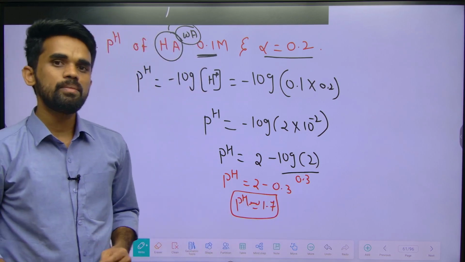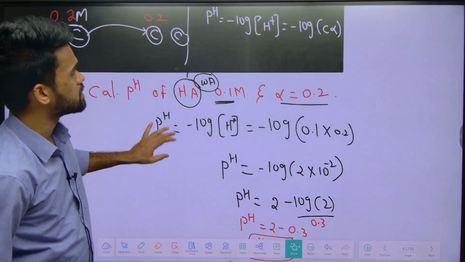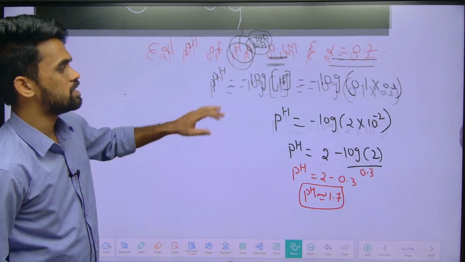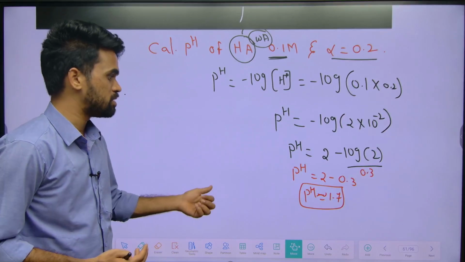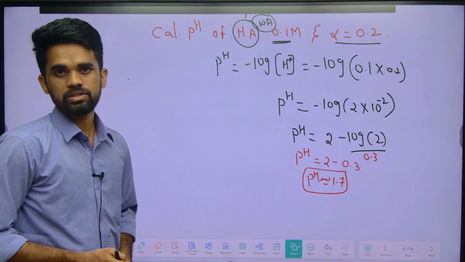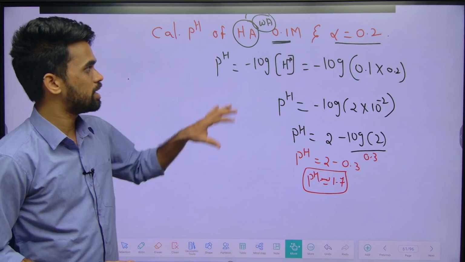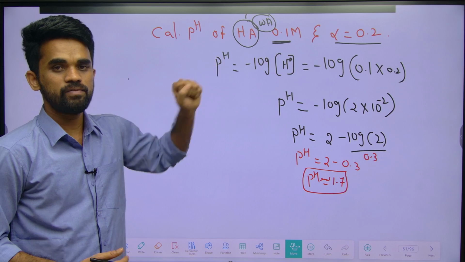This is how we should calculate. Right. Next thing is, how can we handle the other format? We have one more model here to be understood. Let us discuss that also. This is one model of question we can expect in the exam related to the pH calculation of weak acid.